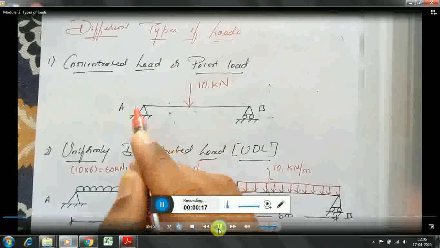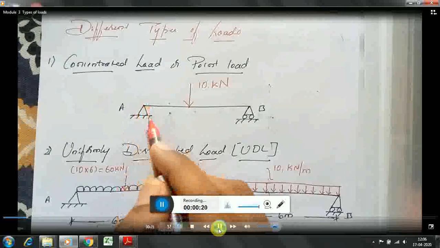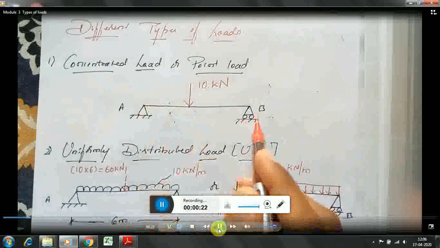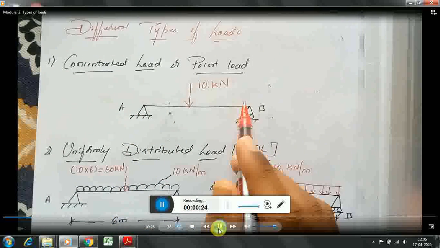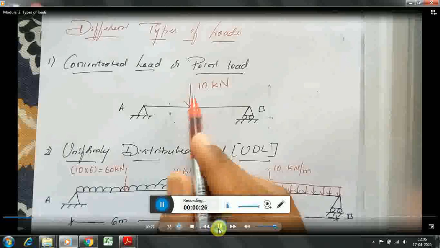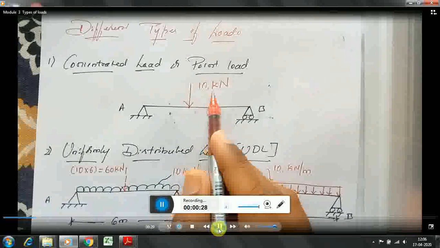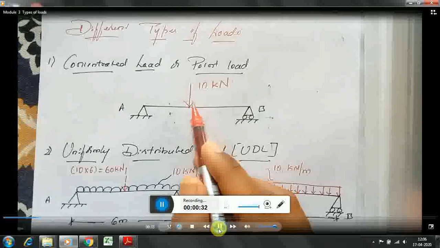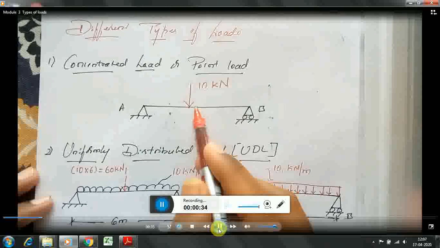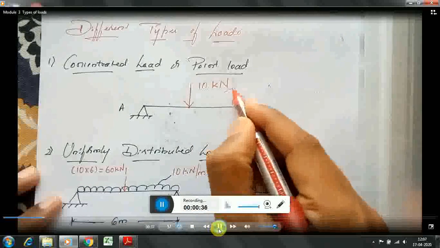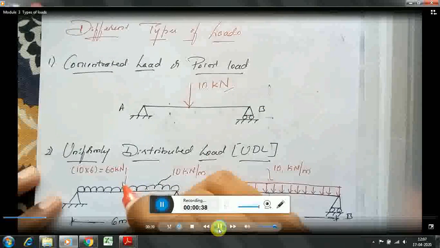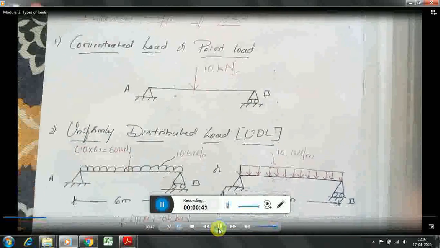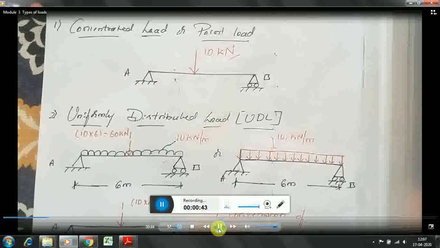Now in this beam, the beam is supported at A by a hinge support and by a roller support at point B. Now this beam is loaded with a point load of intensity 10 kilonewton. A point load or concentrated load is always represented with an arrow, and the unit is kilonewton.